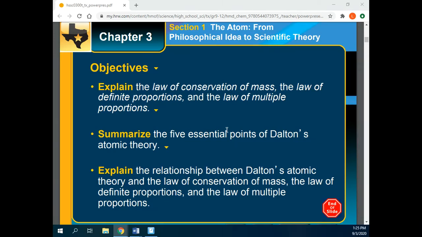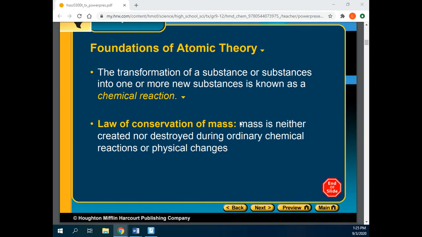All right, these are Chapter 3, Section 1 notes. You do not need to write down these objectives. It's just telling you what you're going to do in this section. You also do not need to write down either one of these.